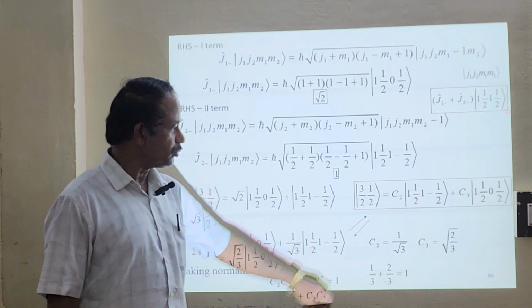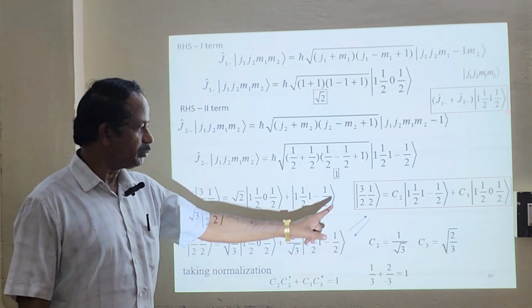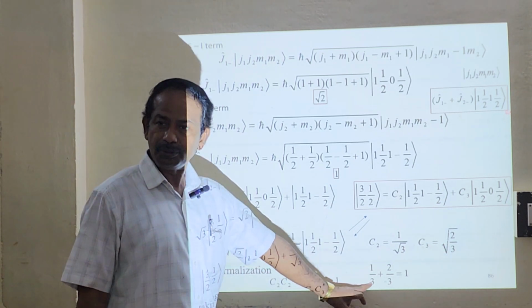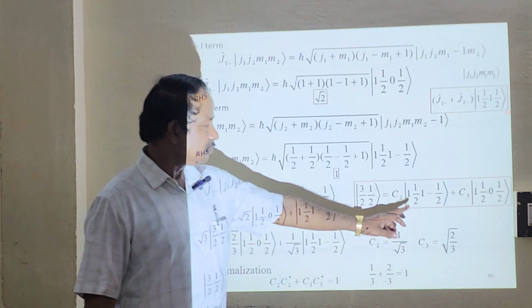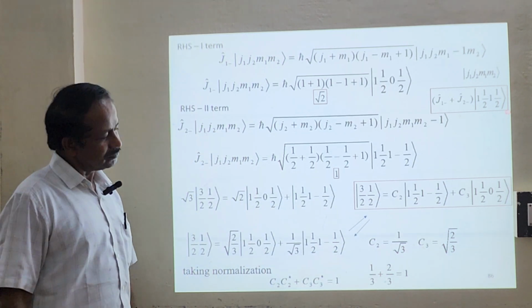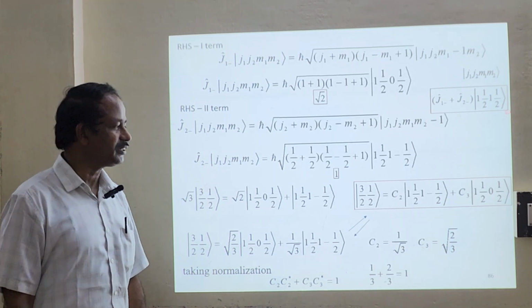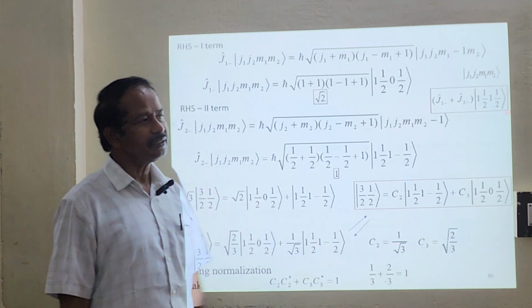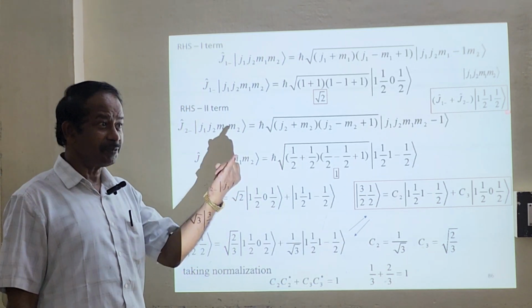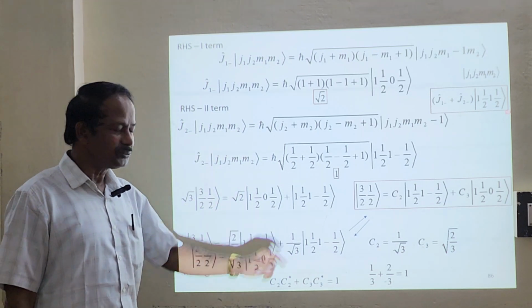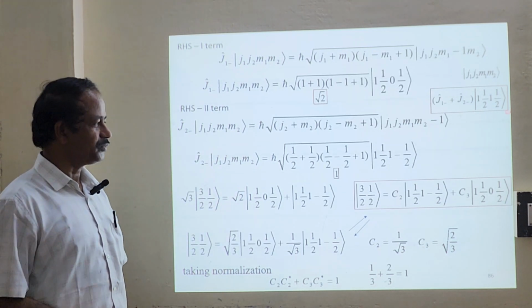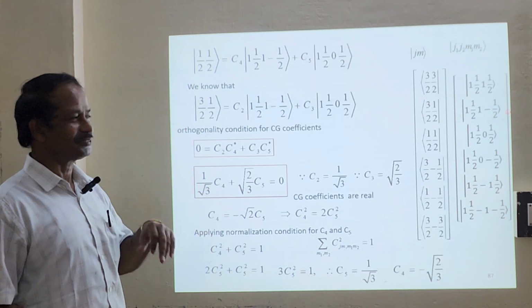So what is the value of C2? 1 by root 3. So 1 by root 3 multiplied by 1 by root 3 will give you 1 by 3, plus 2 by 3, answer will be 1. Okay. So the normalization condition also is over. Everything is okay. So we have found out now C2 and C3. So earlier we found C1 as 1. So now C2 and C3. Okay. Still 3 more left.